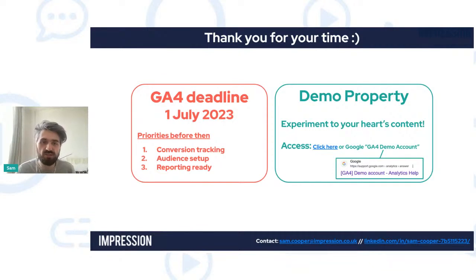Quick reminders: 1, the GA4 deadline is looming. 3 priorities before then: 1, sort your conversion tracking out in Google Analytics and Google Ads. 2, get your audiences set up because they're not retroactive. 3, be reporting ready. And then second thing, there's a demo property that Google have. You can click on this link if we send the deck out, or you can just Google GA4 demo account, click there, and you can just play around with it and explore all the features that GA4 has to offer.